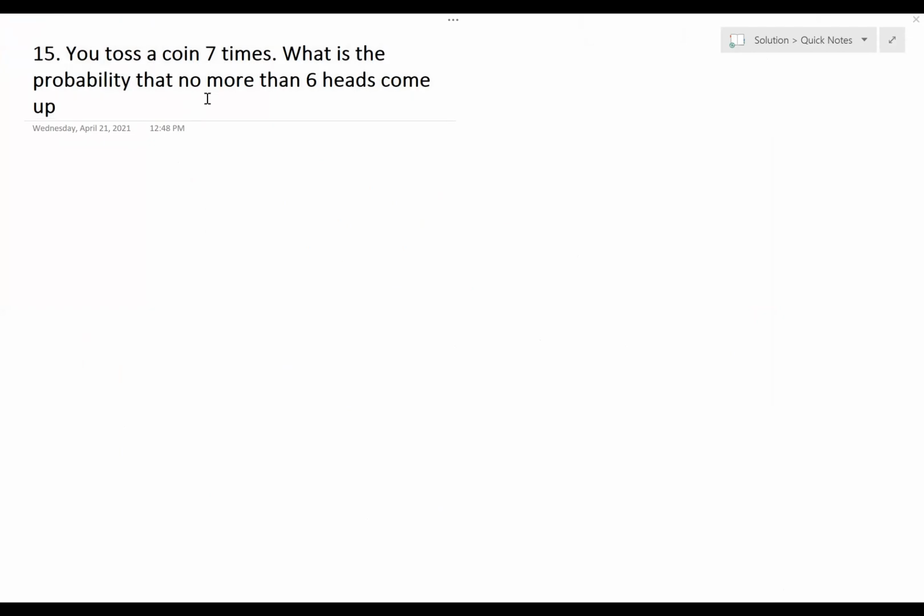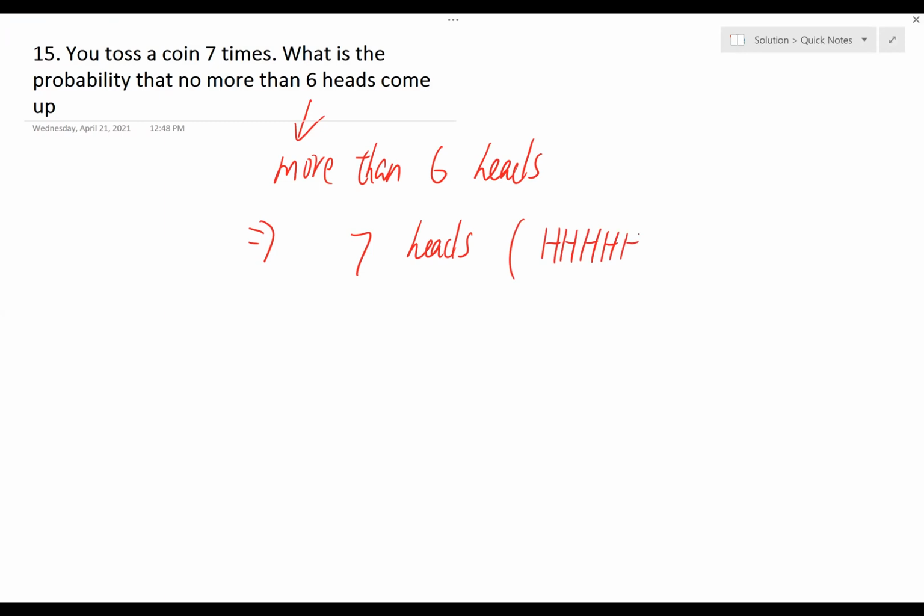No more than 6 indicates, so think about this, no more than 6 heads, the counterpart, right? The complementary event will be more than 6 heads, right? Okay. More than 6 heads has to be 7 heads. Meaning you get this outcome, all heads, right? And it's only one possible outcome under this assumption.